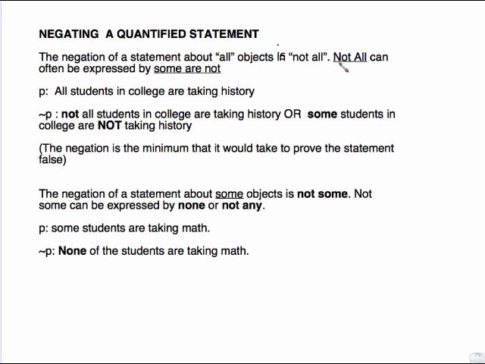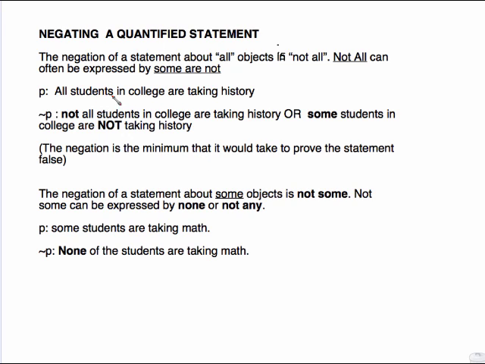Now, equivalently, not all can be expressed as some are not. So you can say not all students in college are taking history, or you could just say some students in college are not taking history. So the negation of all is either to change it to not all or change it to some are not. And once we look at some examples with the chart, this will be a little bit more clear to you, I think. So think about negation being the minimum that it would take to prove the statement false.